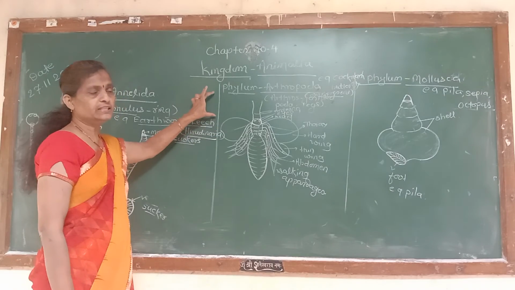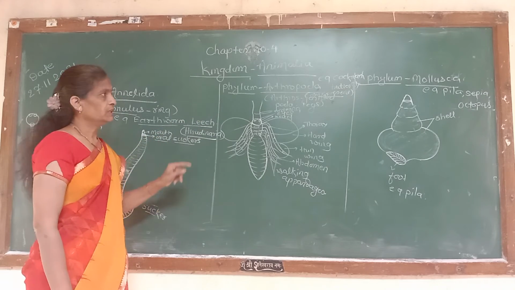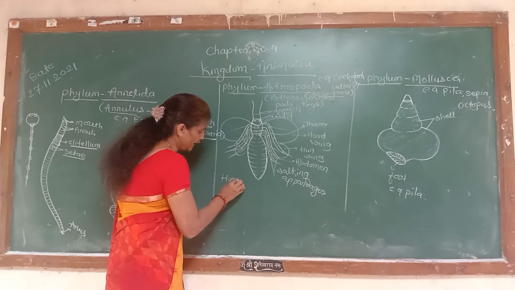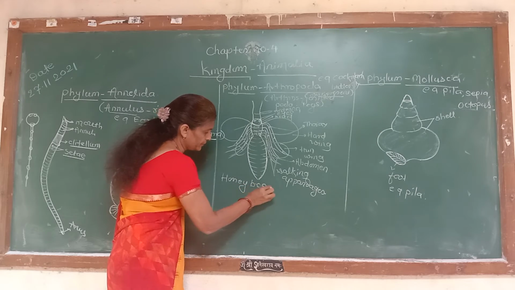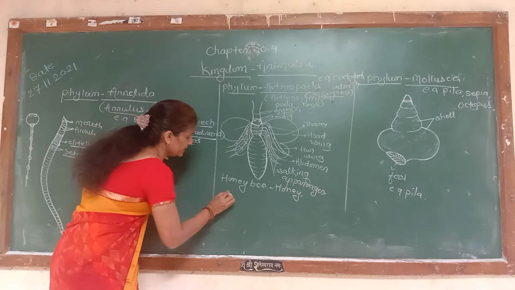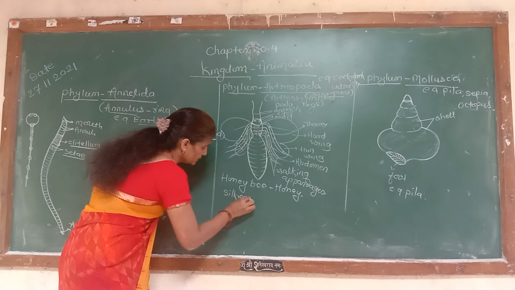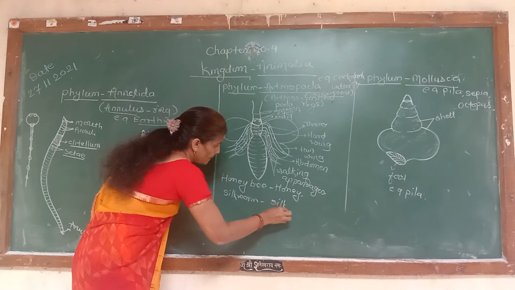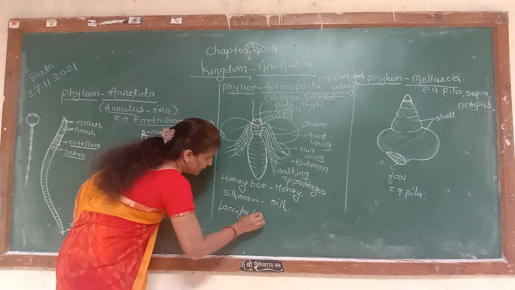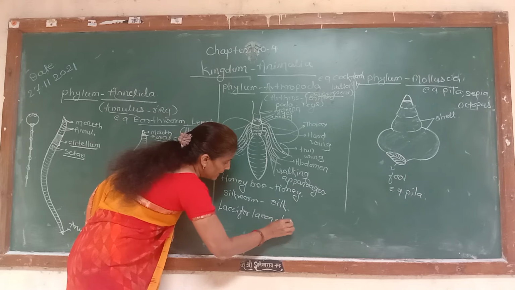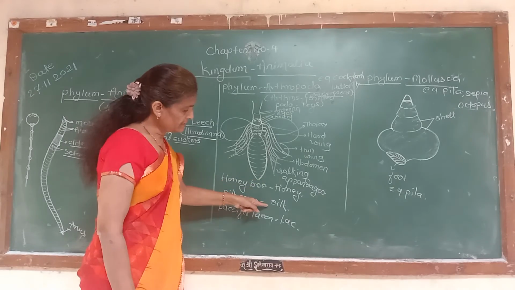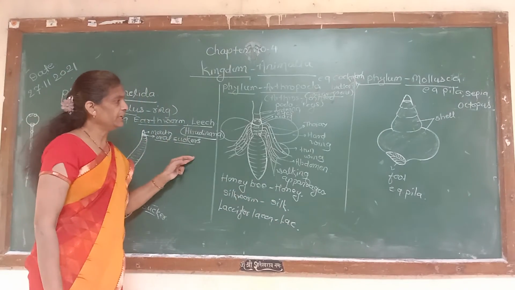Now, economically this phylum is important. Some examples in arthropods: honeybees give honey. Second, silkworm gives silk. And third, lac insect gives lac. These three products, honey, silk and lac, are economically important.